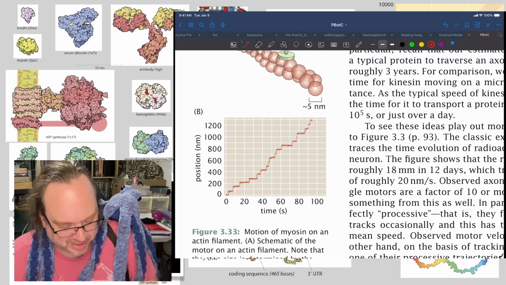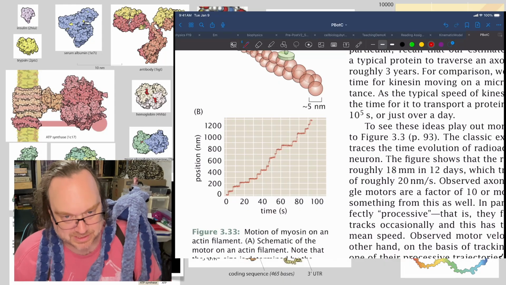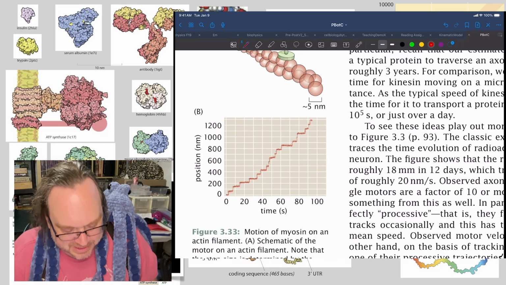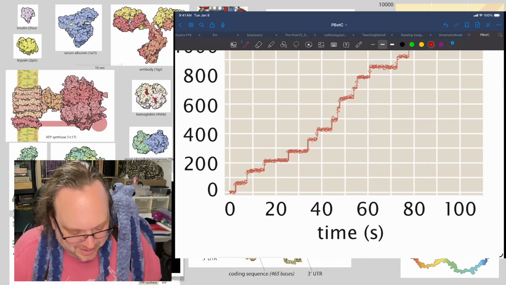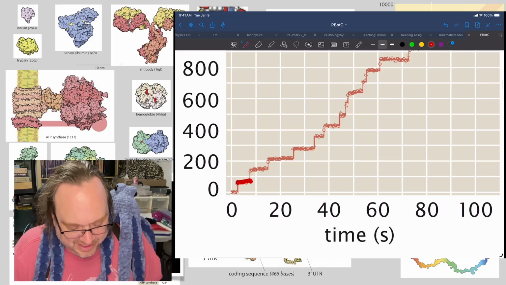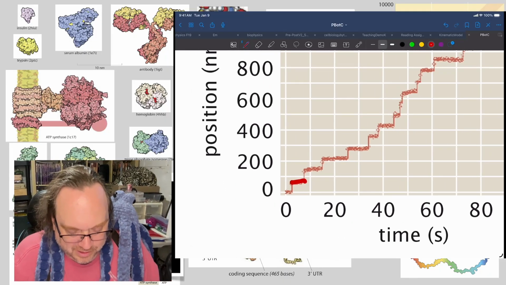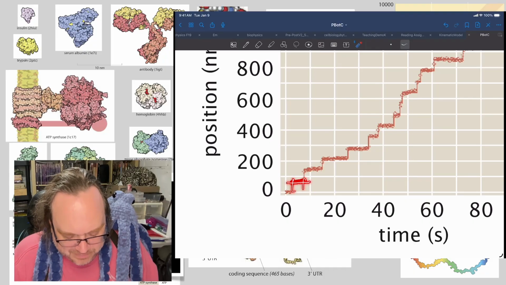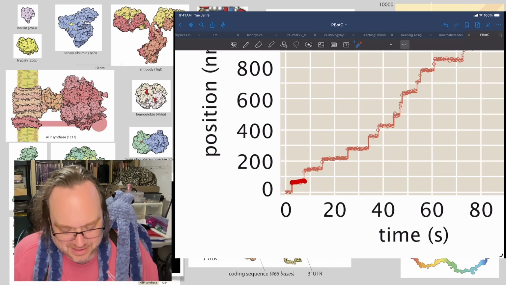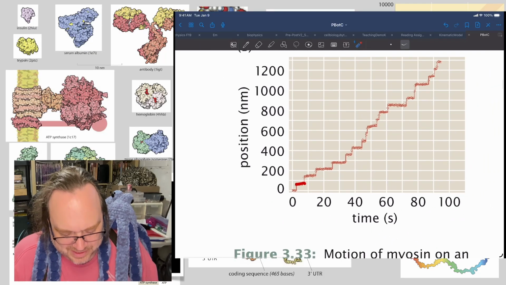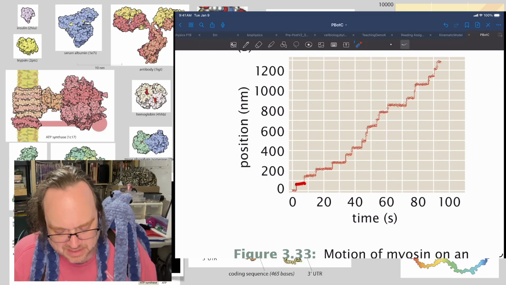What's happening here is he's able to put fluorescent markers on these myosin walkers and time how long they are at a given location. So we can see here that the position isn't changing for some number of minutes. And then it steps. And then it stays there for a period of time. And then it steps. And then it stays there for a period of time. And then it steps. And if you look here, you see that this is not a uniform time step.